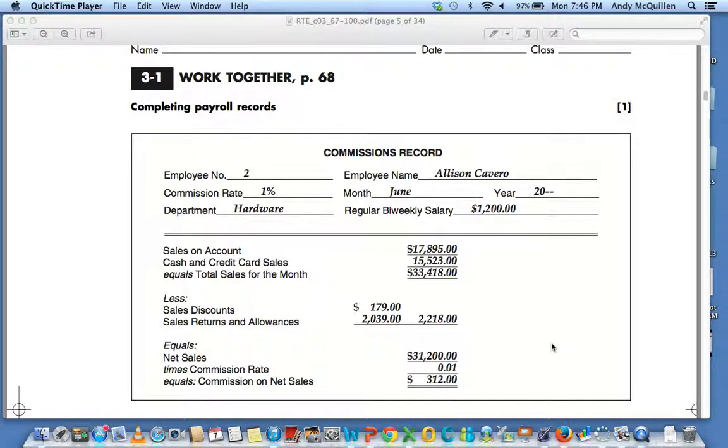Chapter 3 gets into payroll records, some of which is review, some of it is not. As you can see here, you have a commissions record for Allison Cavero. Given to you in the book is that she's a supervisor of a hardware department for June of the current year. She's employee number 2. She's paid $1,200, with a 1% commission rate. Commissions for the previous month are paid in the first pay period of the current month.